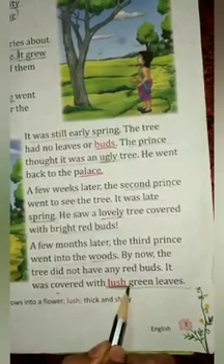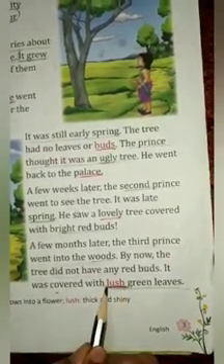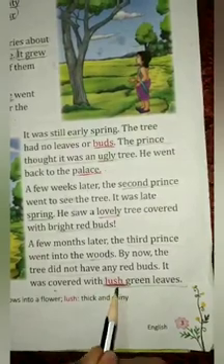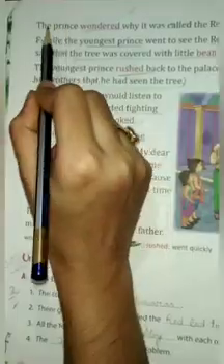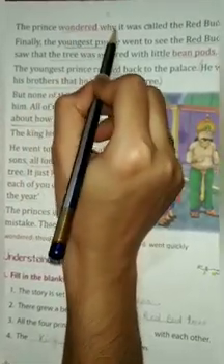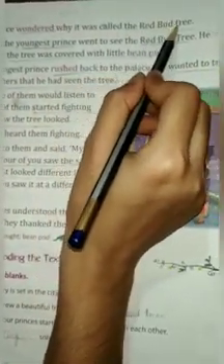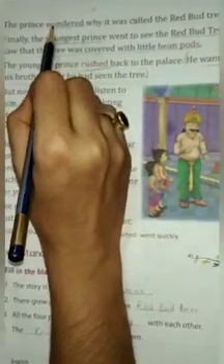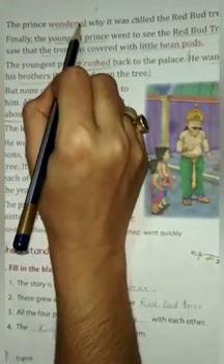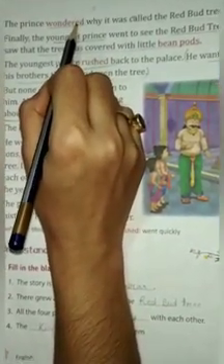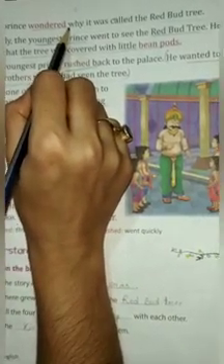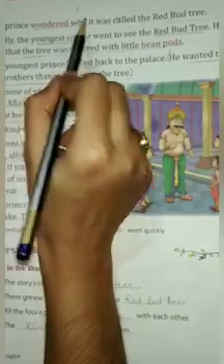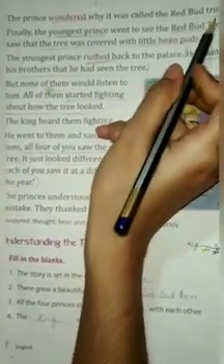इसका मतलब क्या होता है बच्चों? Lush means bright and thick. So underline this word. The prince wondered why it was called the red bud tree. Here, wondered means thought. So here the prince thought that why this tree was called the red bud tree.